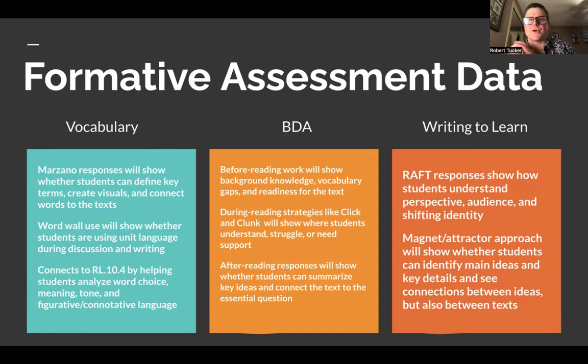And then finally, the writing to learn assignments, especially the RAFT, really just give me a detailed understanding of each individual student's ability to connect back to the essential question, if they're picking up on the themes, and any opportunities for reteaching, because I'll have a spectrum of writing that I can look at. I'll be able to understand if there are areas within certain texts that we need to go deeper on or concepts that we need to revisit. As a whole, I think this will give me a good sense for ensuring that the information and the critical thinking that I want the students to be doing is being done.